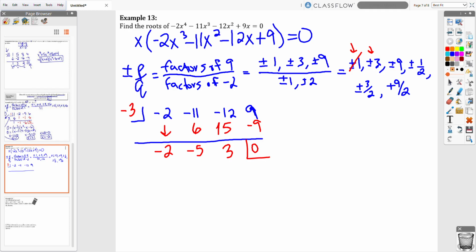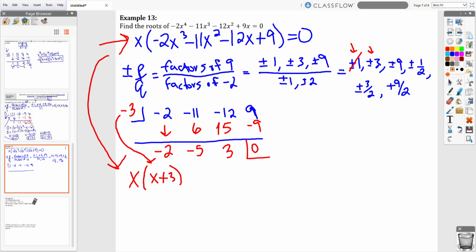So now what we have to do is write this original thing in factored form in our next step down here. So the x that's hanging out in the front, keep that x there. And then the -3, that is our solution in the polynomial. Remember, that's going to be x plus 3. Remember, the actual solution and the factor have opposite signs. And then remember, we have to multiply that divisor times the quotient. And the quotient are the coefficients -2, -5, and 3 that we got from the synthetic division. So this is going to be -2x squared minus 5x plus 3. And this equation is still equal to 0. We're still trying to solve for x.